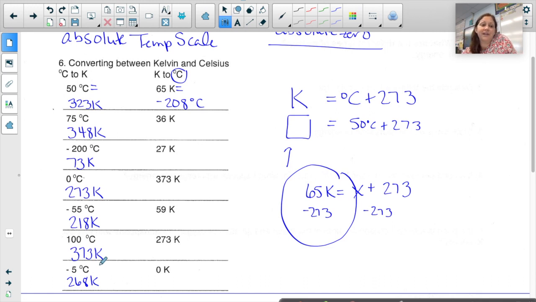So for each of these, because we were furnished with the Celsius temperature, all we had to do was add 273 to get to the Kelvin temperature. Now, on the other side though, we're starting at Kelvin and we're going to Celsius, so we wind up putting in X as the Celsius, subtracting 273 from each side to get the answers. 36 Kelvin is negative 237 degrees Celsius.